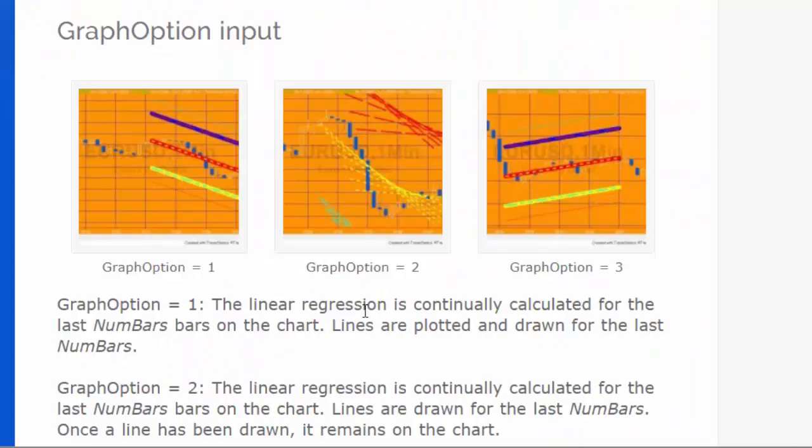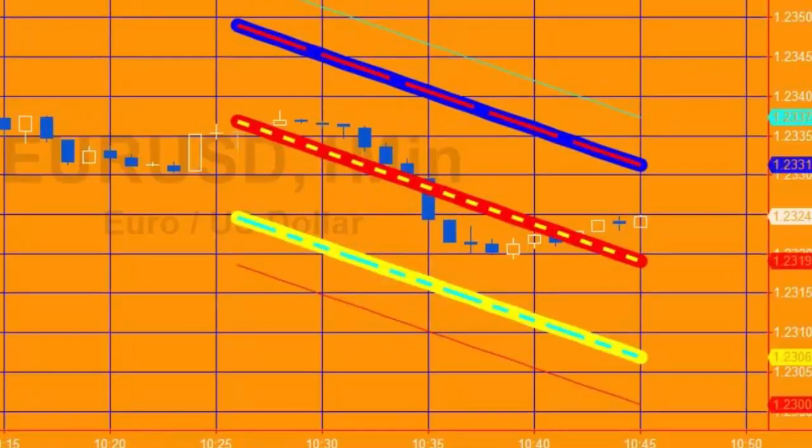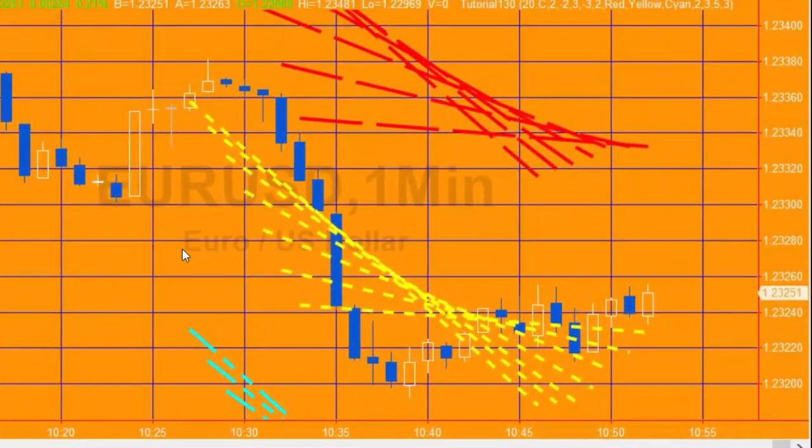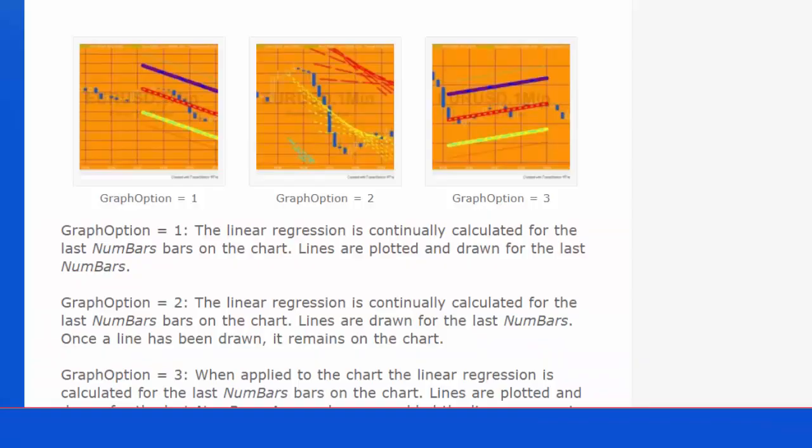Okay, so the first option, graph option 1, means that the linear regression channel is applied to a user input number of bars at the end of the chart, and it stays in that position, and it's just updated as the bars change. The second one, graph option number 2, in this case, the lines are drawn every time a new bar begins, and you get this sort of dog's breakfast of linear regression lines. Maybe not the most useful.